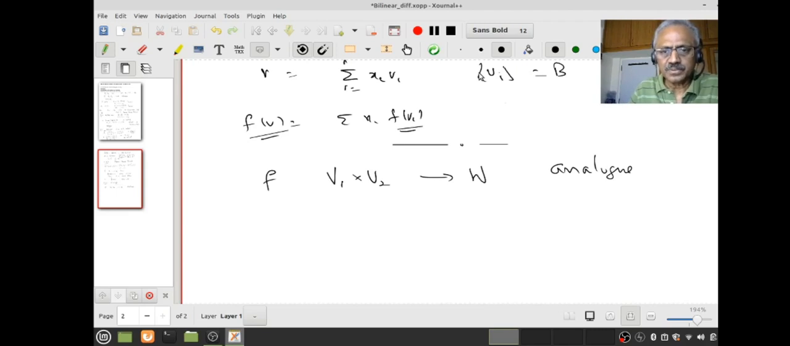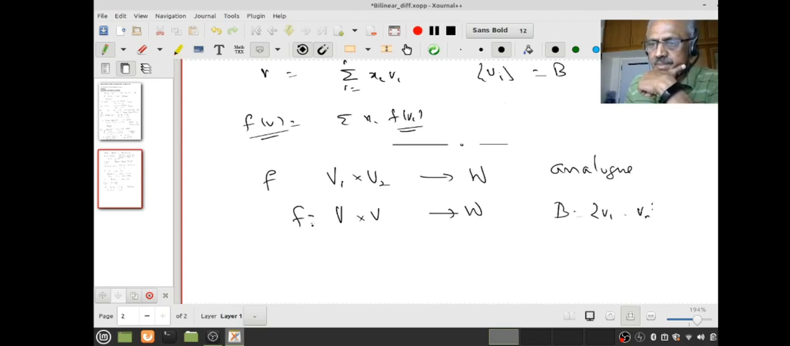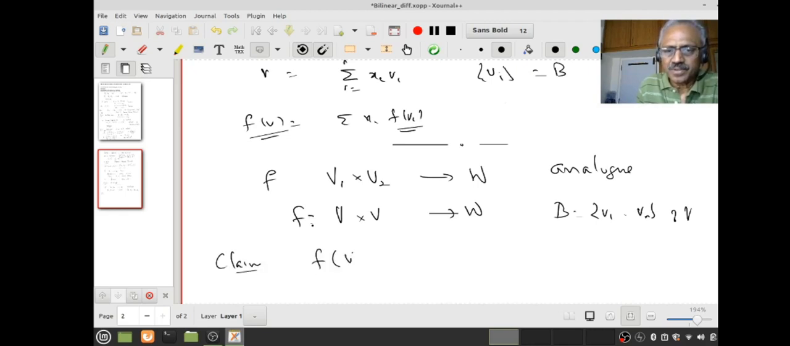I'm sure all of you know, since f is linear in each variable, what is the obvious guess? For simplicity, let me assume V1 equal to V2 equal to V. But what I'm going to say is true more generally. Suppose I have a basis B equal to v1 to vn of V. Then what would you like to check, show, claim? Come on, all of you should try. What would you like to claim? If I know f of vi, vj for all i and j, it implies I know f.